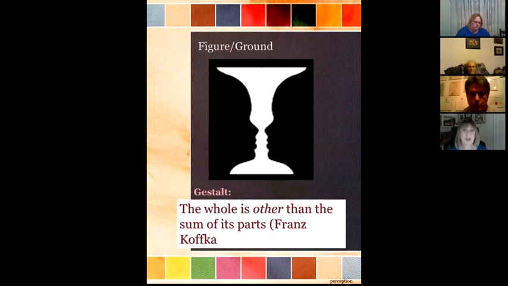Next, we'll talk about figure-ground, which is something from Gestalt psychology. So what do you see first here? Do you see the vase, or do you see two faces looking at each other? This is called the Rubin vase. Both. You see both, okay?